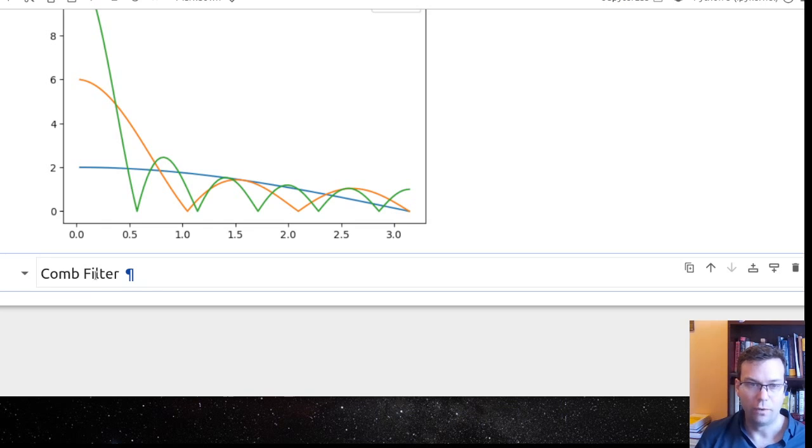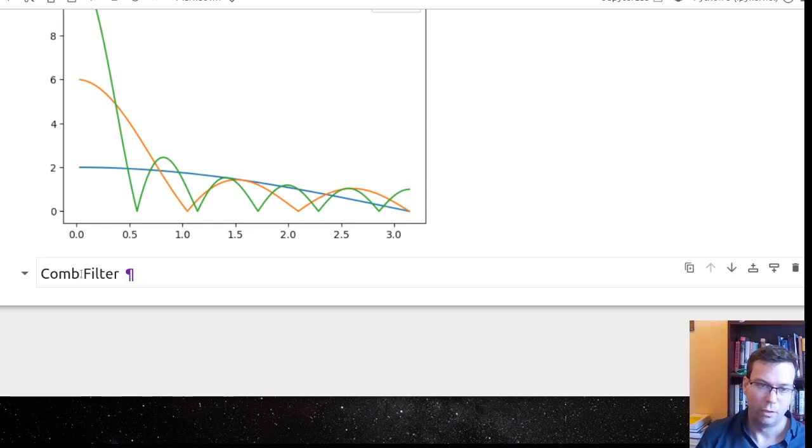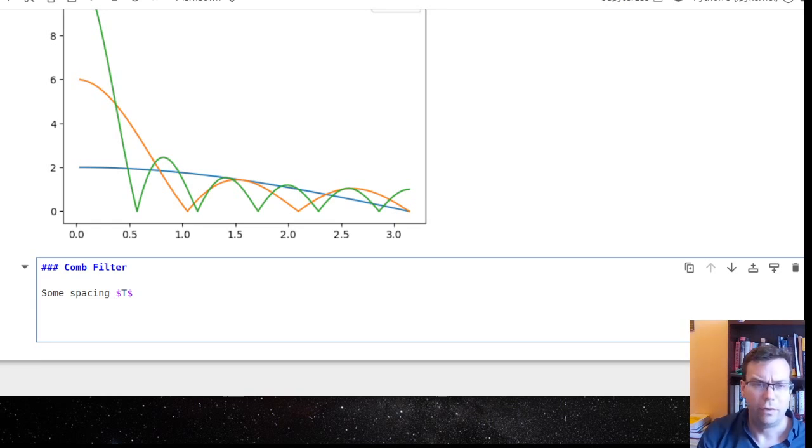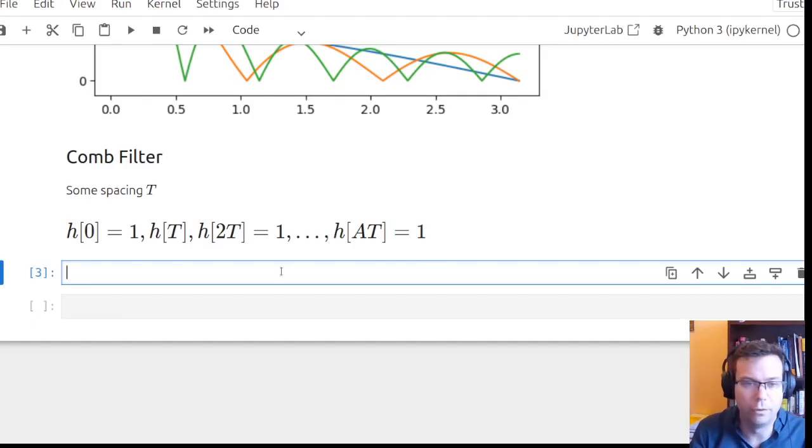By looking at comb filters, which, as you might remember, are filters where we have some spacing, I'll call it big T, so that we have a filter h[0] equals 1, h[T] equals 1, h[2T] equals 1, all the way up to h[aT] equals 1. So it's like the moving average, except there are gaps between the successive 1 elements.